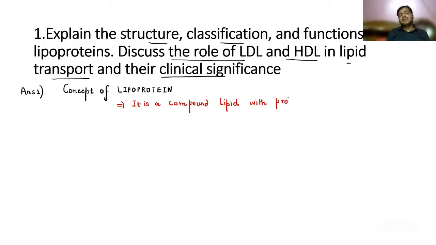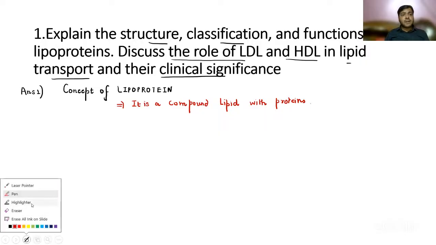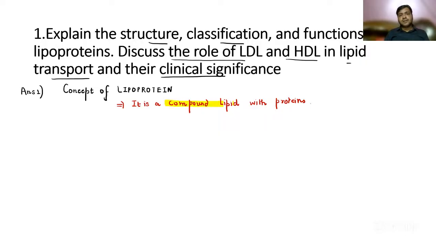We have already discussed the classification of lipids yesterday. We have done simple lipids, compound or complex lipids, then the derived lipids, and then the miscellaneous lipids. Now, this is basically a type of compound lipid, right? We have the lipid part, and along with the lipid, we have the protein part. So that's why it is called lipoprotein.